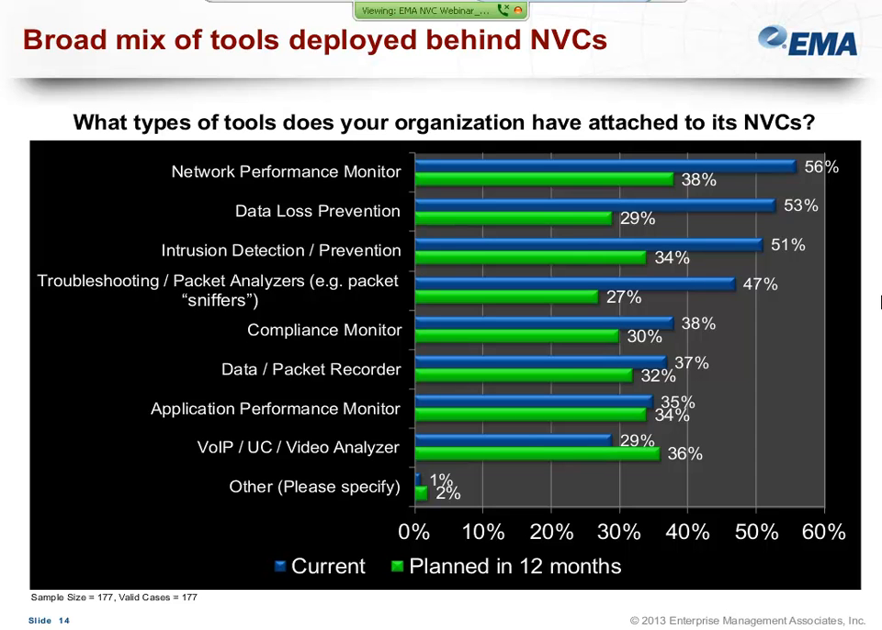And more interestingly than that, I think, is if you look at the planned in 12 months bars, there's nothing overwhelmingly common in terms of everybody's deploying DLP or everybody's deploying application performance monitors, but it's a real mix. And if you add up the number of choices that people selected here, it's another 2 tools. So we're going from an average of maybe 3 to 4 tools up to an average of 5 to 6 tools over the next year. And this is exactly the reason why NVCs exist in the first place, is to handle the fact that you have more and more consumers who want to share access to that same stream of packets for analysis in different ways.